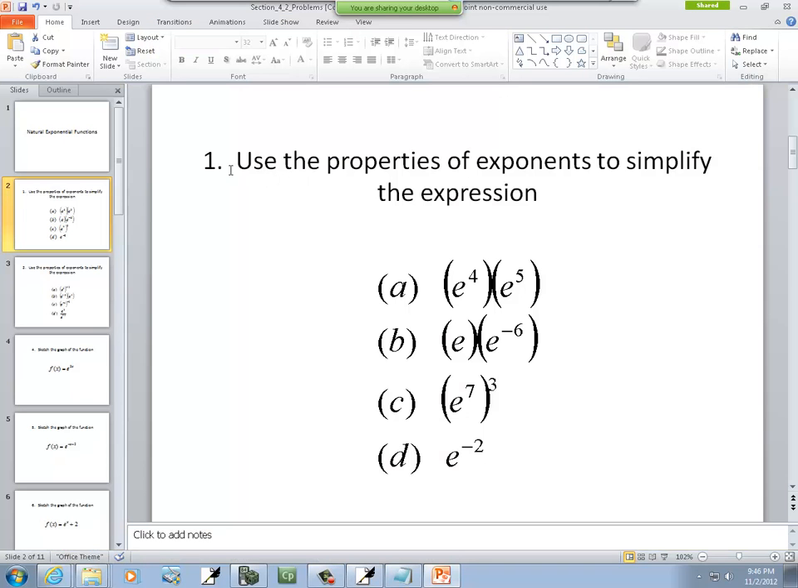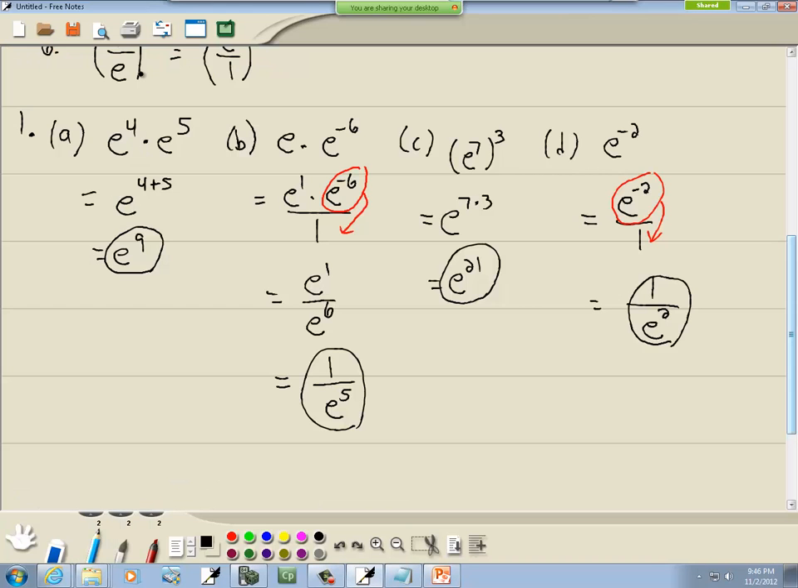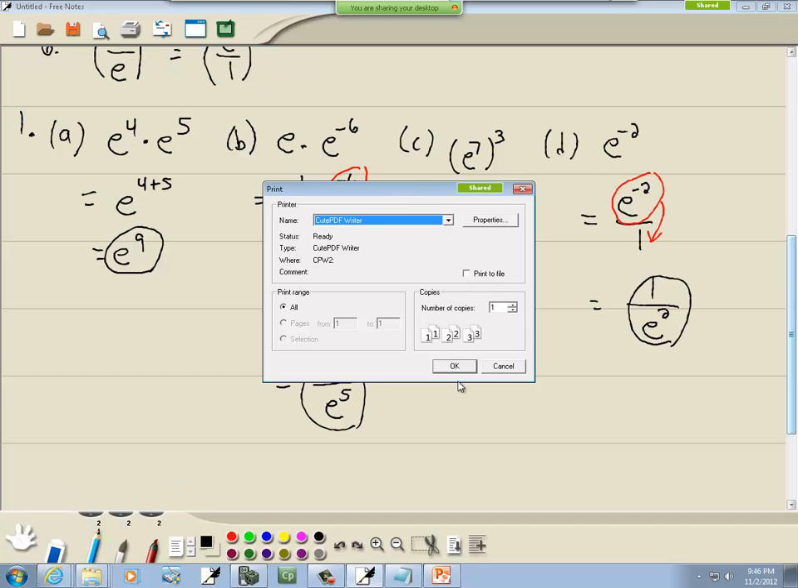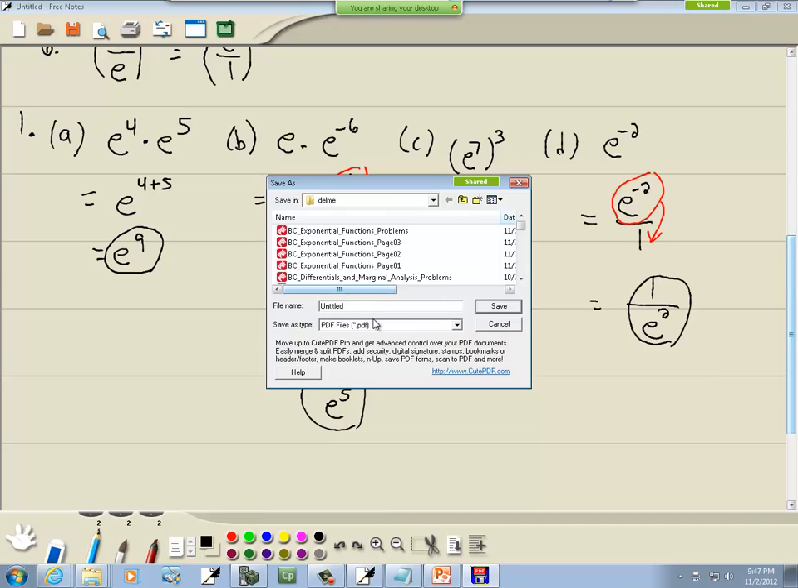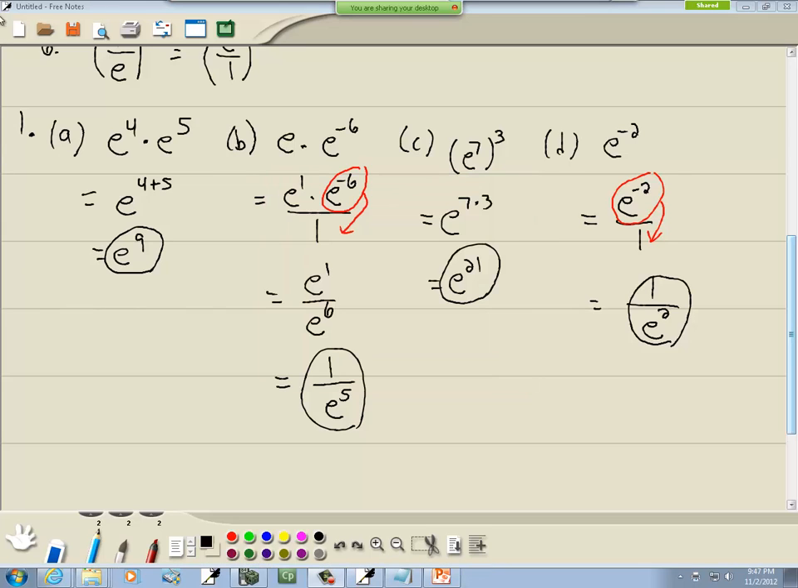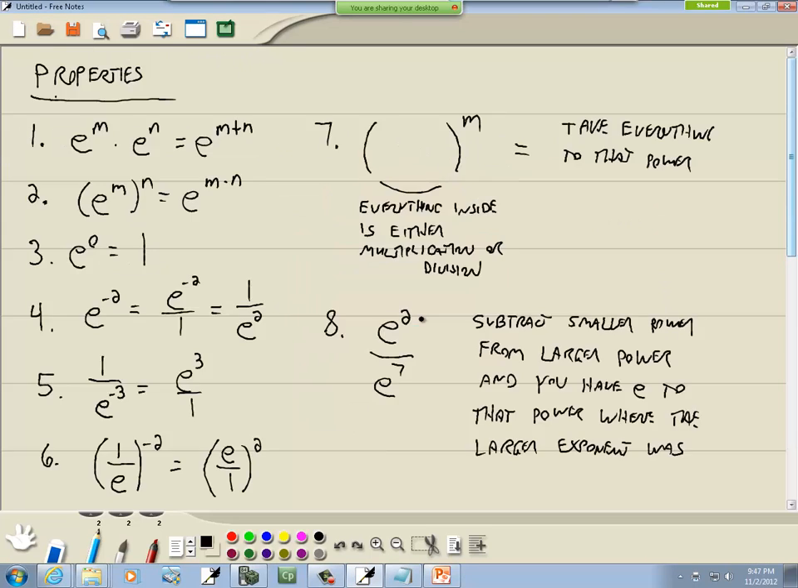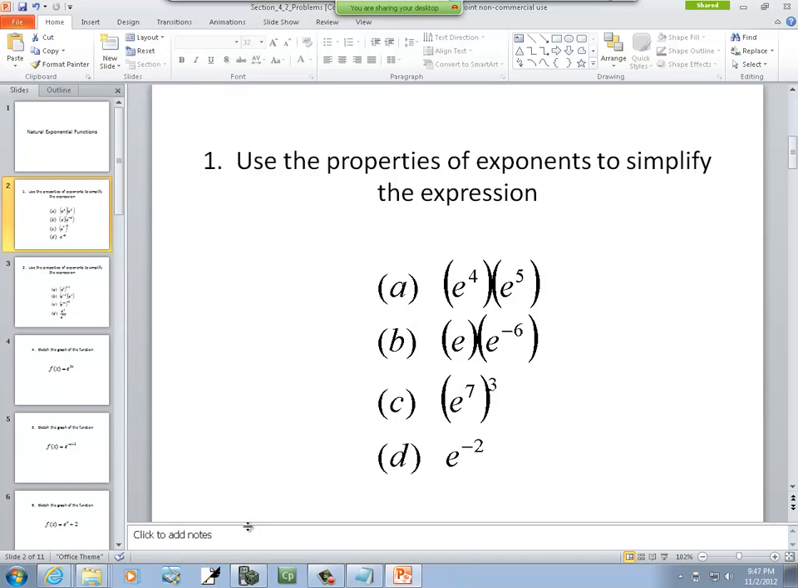Let me say this is natural exponential functions. And let's look at the next problem.